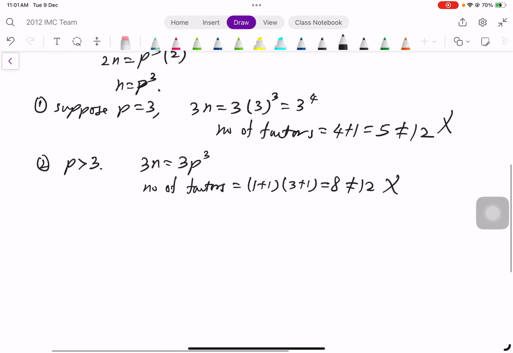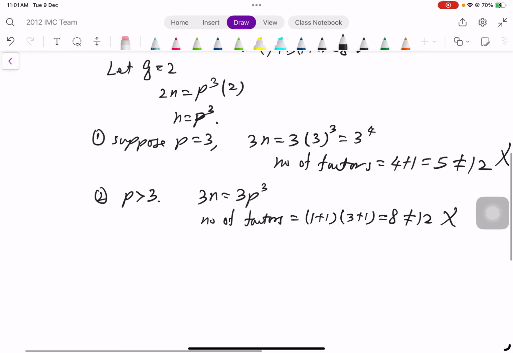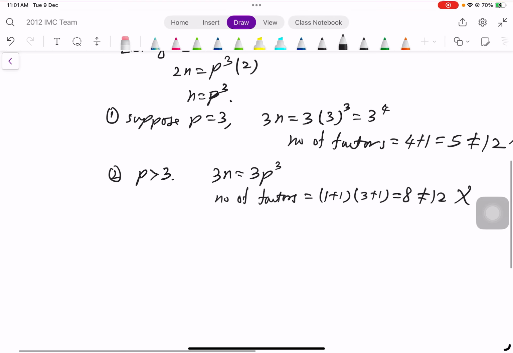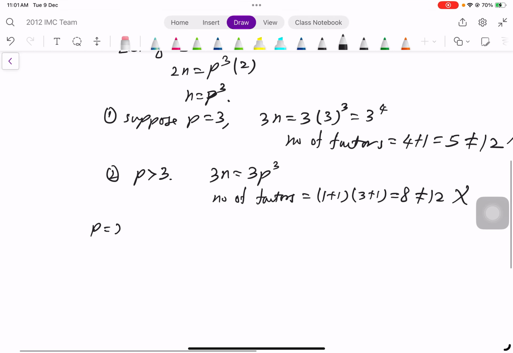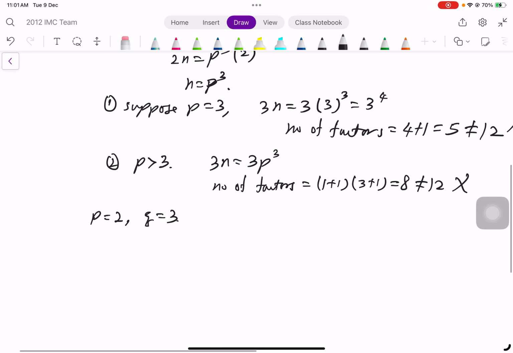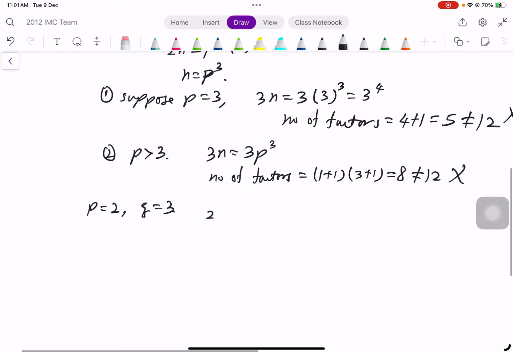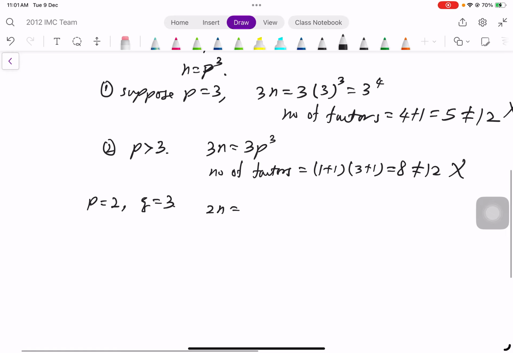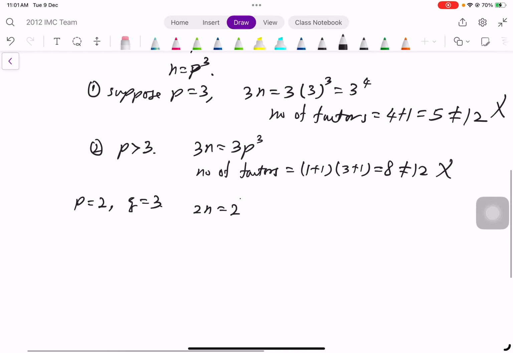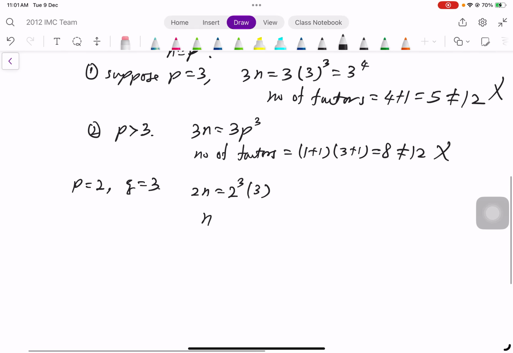Now it can be the other way around. In this case, it can be the case whereby p is equal to 2, and then q is actually 3. What does it mean? That means your 2n is actually 2 to the power 3 times 3. Then n is actually 2 to the power 2 multiplied by 3.